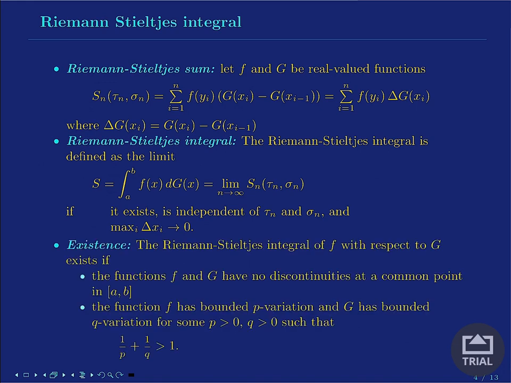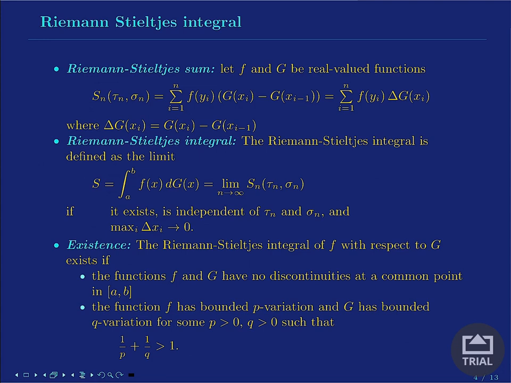The existence is a bit more complicated than in the Riemann case. The two functions f and g must not have discontinuities at a common point. So they must have their discontinuities at different points from each other. And additionally, the function f must have bounded p variation and g must have bounded q variation for some values p and q being positive, such that 1 over p plus 1 over q is larger than 1.